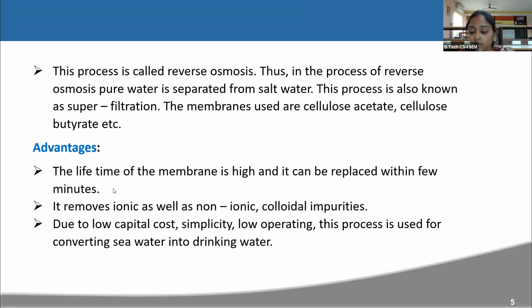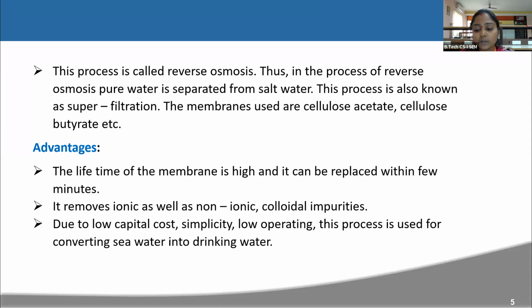Advantages: the process is simple, cheap, and reliable, and it not only removes the ionic salts but also the non-toxic colloidal matter and high molecular weight organic matter.